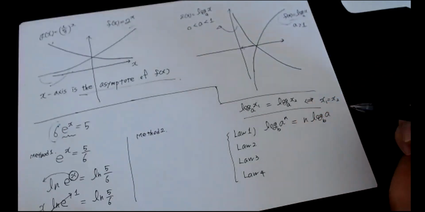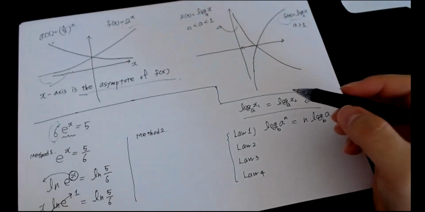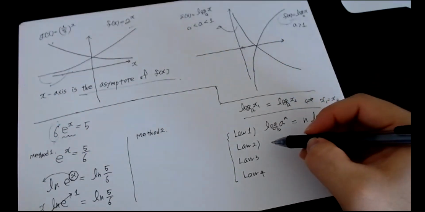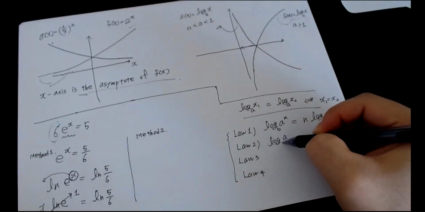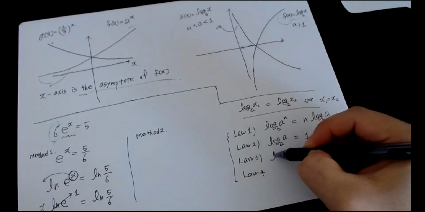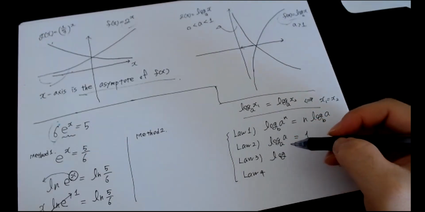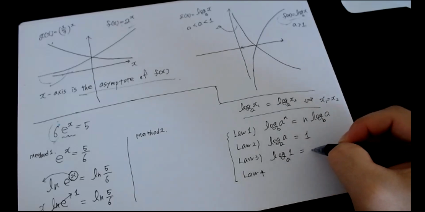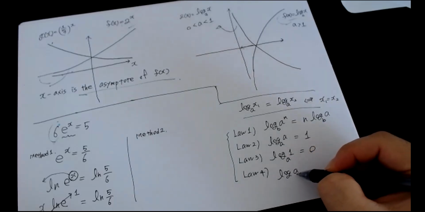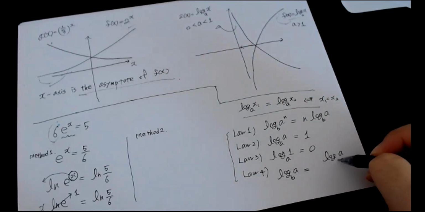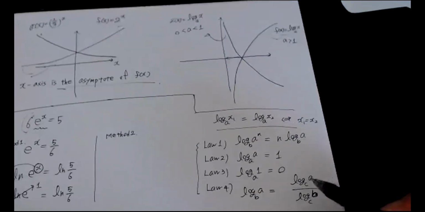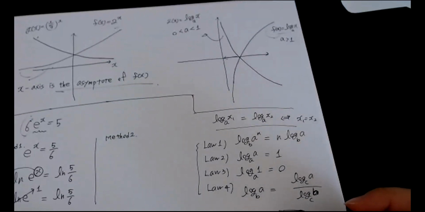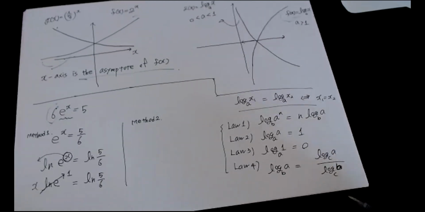These four laws are really important. You should memorize them. Then law two is log of a to the base a is equal to 1, and log of 1 to the base a is equal to 0. Last one, log of a to the base b is equal to log of a to the base c over log of b to the base c. Sometimes law 4 is useful because that's the way to change base b to c. So keep this in mind.